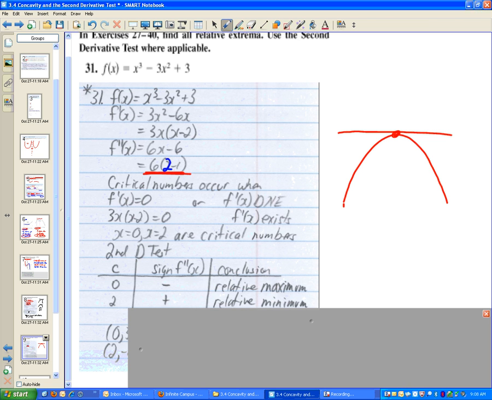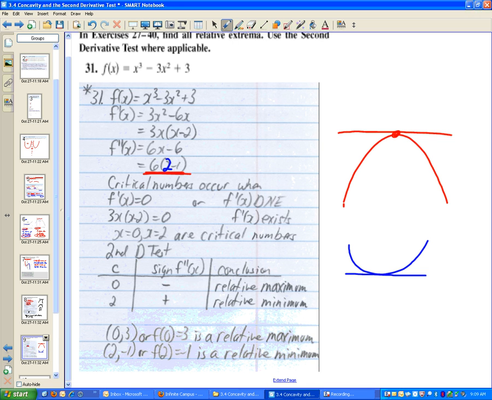When the derivative equals 0 and the second derivative is positive, that's a relative min, because that means this is going on. Second derivative positive means concave up. Derivative equals 0 means horizontal tangent line. That's a relative minimum. See how it all ties in?